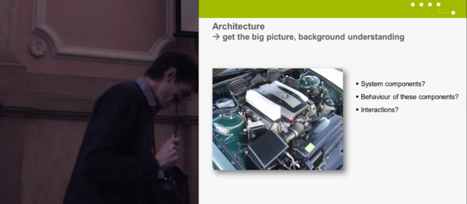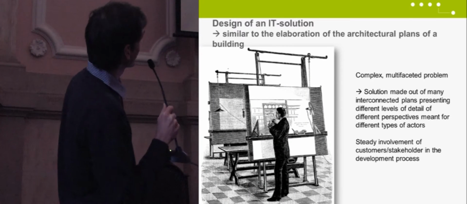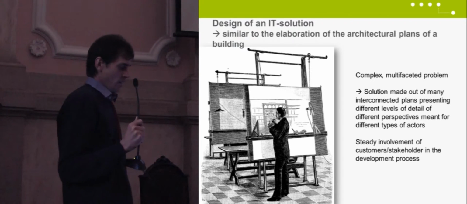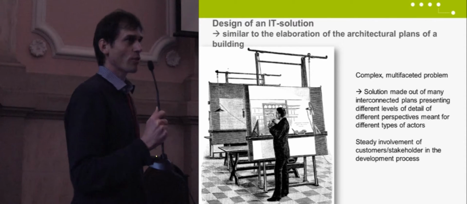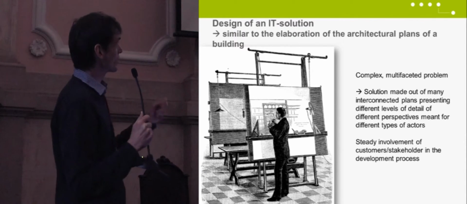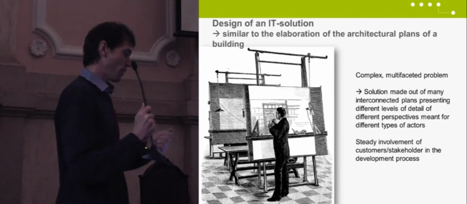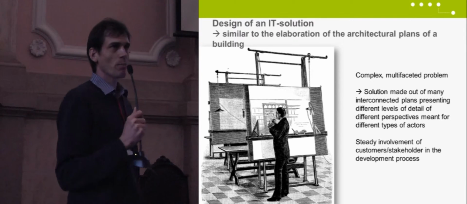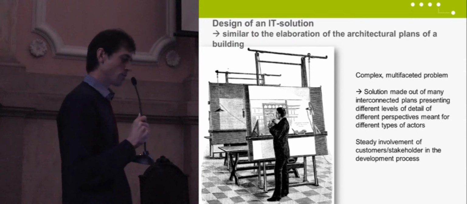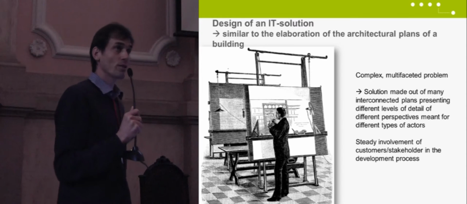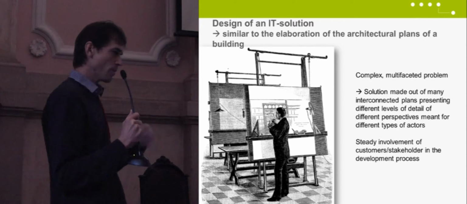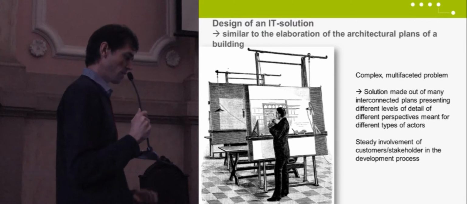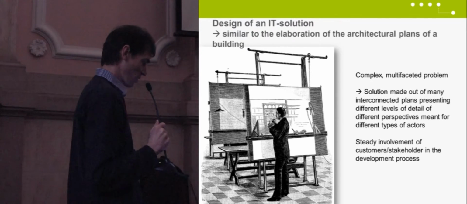Good. So, architecture. Then the design of an IT solution. It's quite similar to the elaboration of an architectural plan. An architect who wants to build a big building has first to elaborate a plan. Most of the time, it's not just one single plan. It's too complex to reduce the construction of a building to a single plan. So he will elaborate many plans, with different levels of detail, from different perspectives, and plans that are meant for different types of actors. And he will steadily involve the customers in order to be sure that the plan he is elaborating fits the needs of the customers.